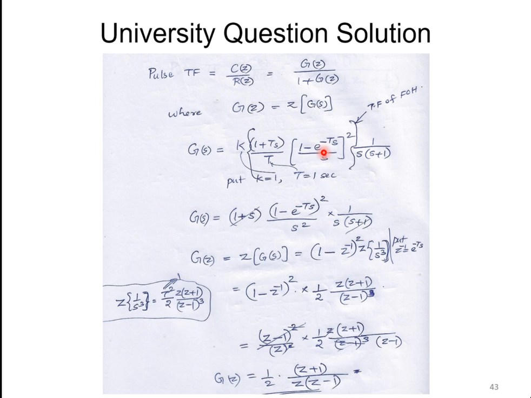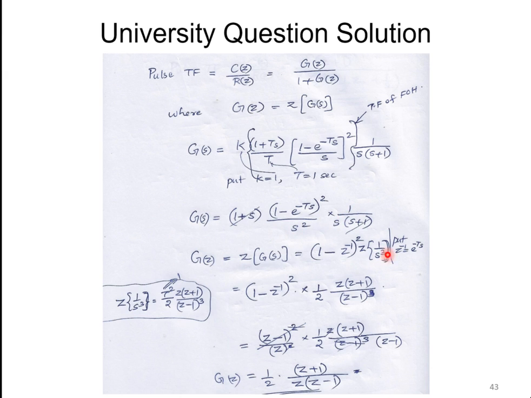So here this is 1 minus e to the power minus Ts the whole square. I am taking out the bracket, so the denominator also has s square, and this s also, so it will be s cube. So G of Z is equal to the Z transform of G of S, that is equal to what? You can directly take that z is equal to e to the power sT, so e to the power minus Ts will be z to the power minus 1. So 1 minus z to the power minus 1 the whole square is this one along, and the Z transform of 1 over s cube.